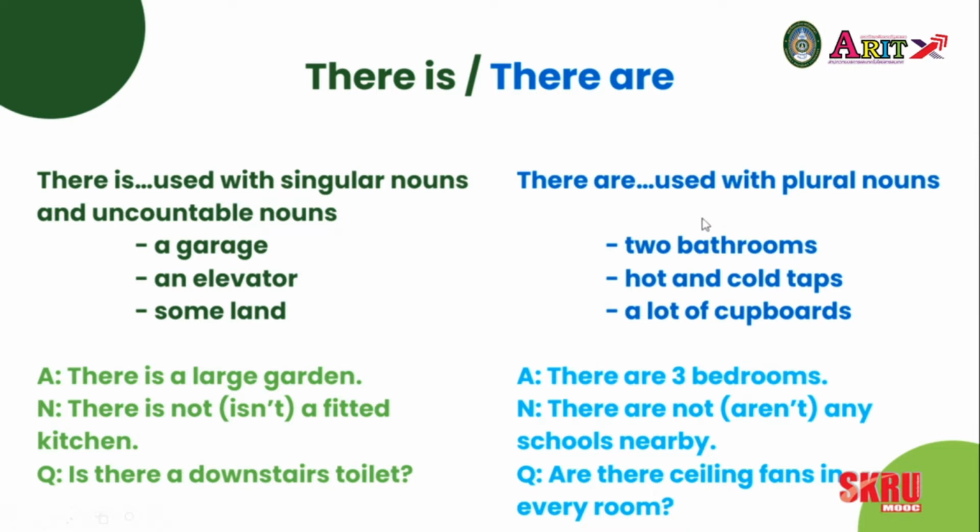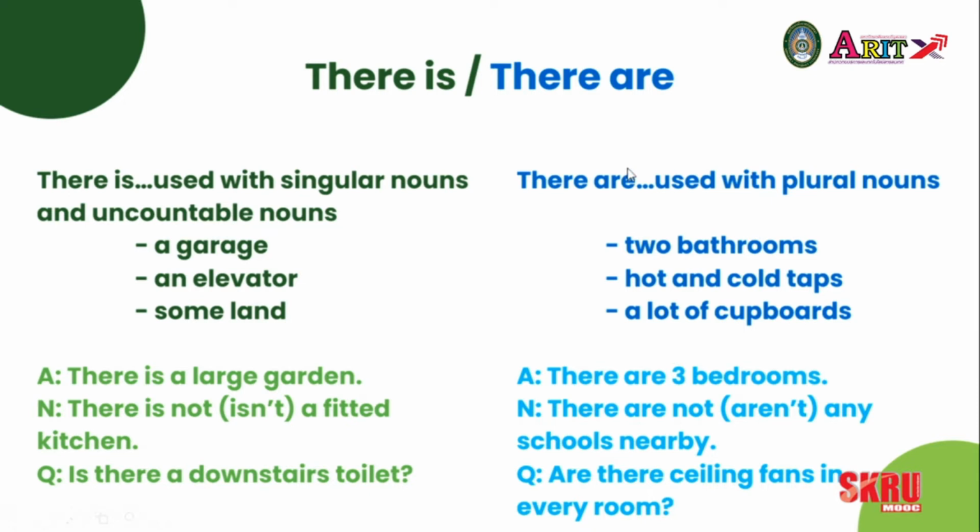So that's the noun finishes with an S or ES, generally speaking, when we're talking about two or more of something. Two bathrooms, and the S on the end. Hot and cold taps. A lot of cupboards. Our affirmative, negative, and question forms, an example. There are 3 bedrooms. There are not, or there aren't, any schools nearby. There are ceiling fans in every room.